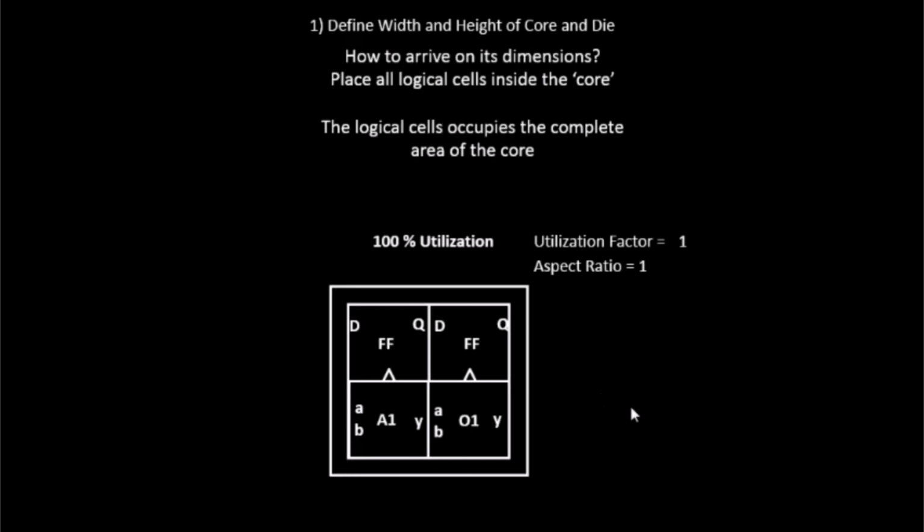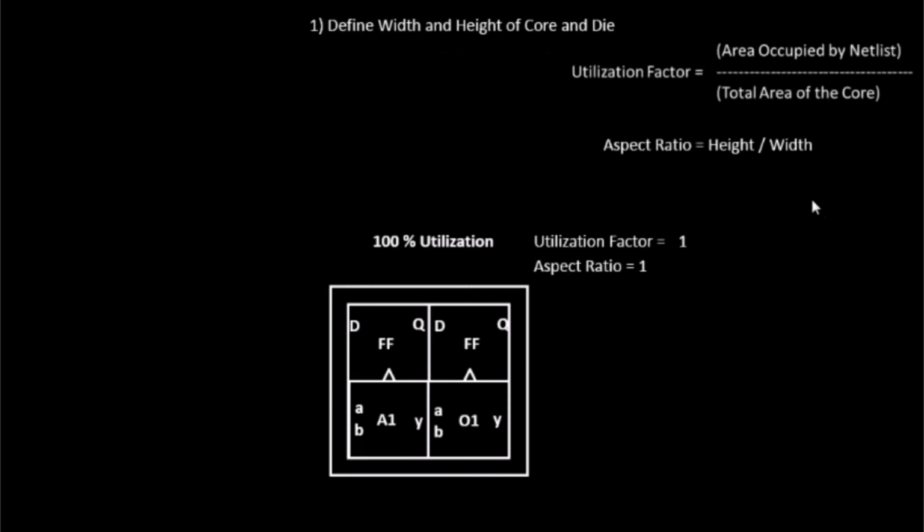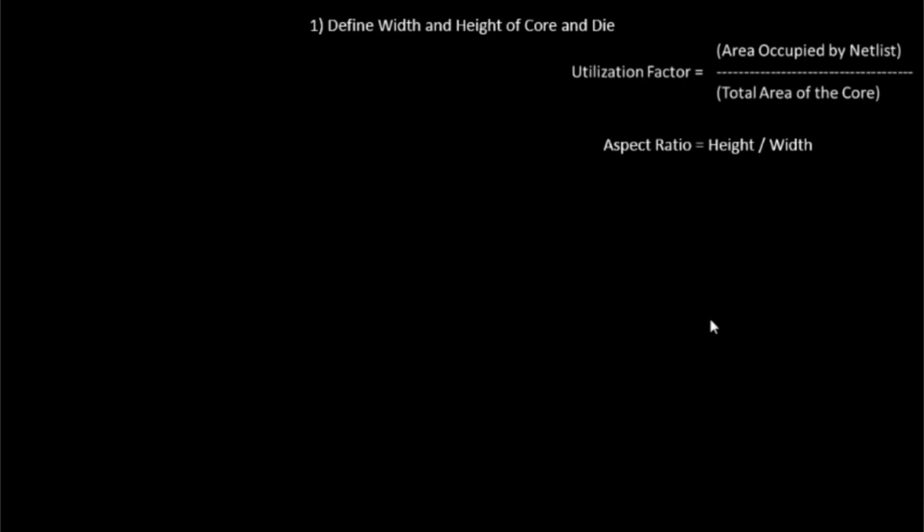Okay, so what we'll do is we'll take some more examples. Let's take another example, and we'll keep these definitions at the right side. The utilization factor is area occupied by the netlist divided by total area of the core, and the aspect ratio is height by width. With that in mind, let's take another example.